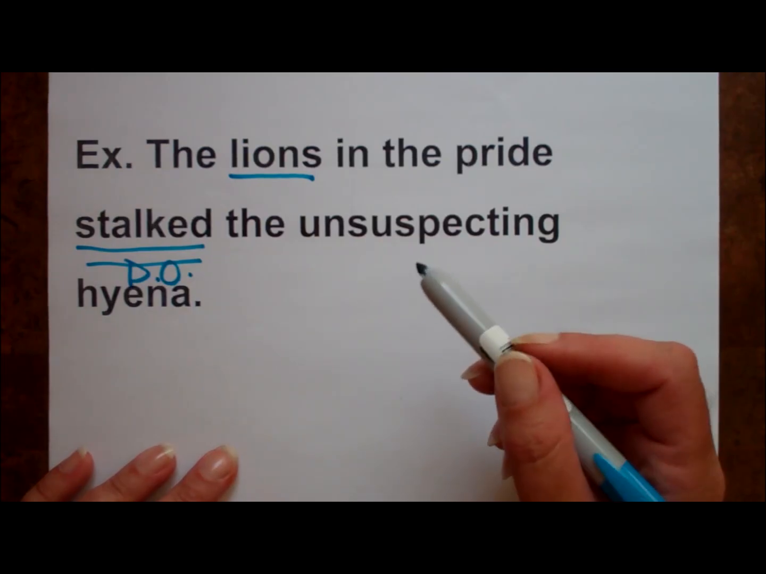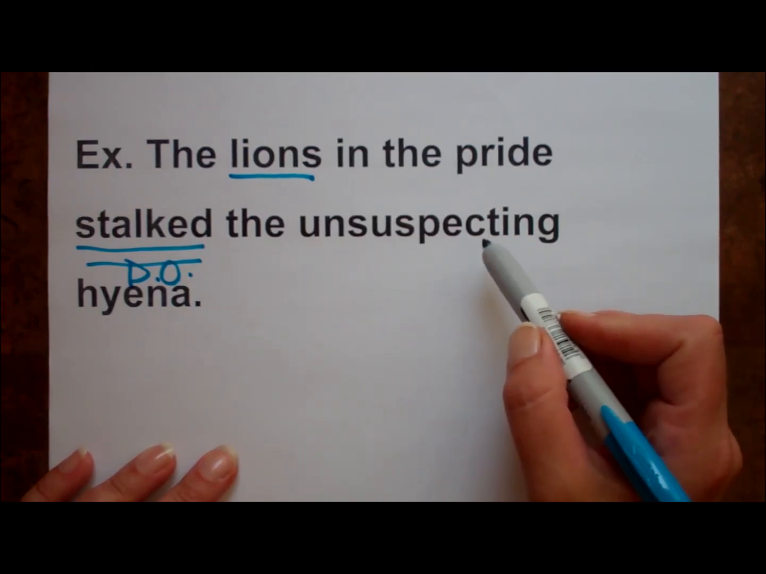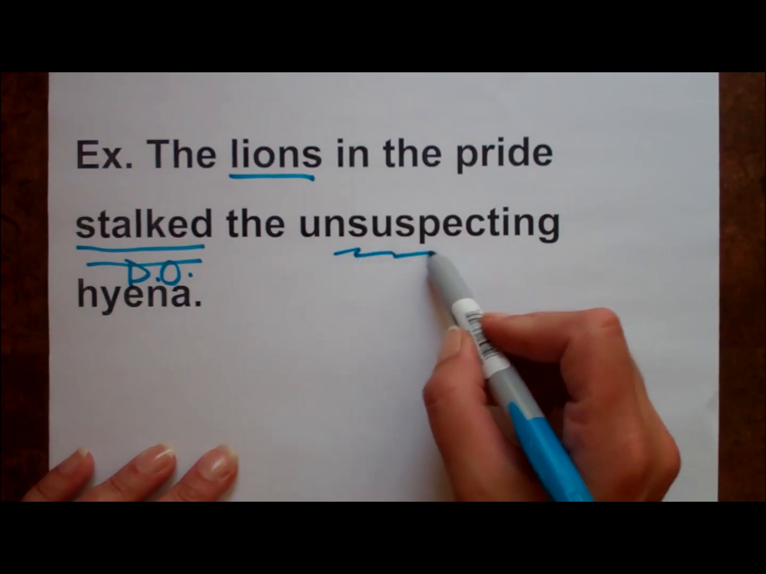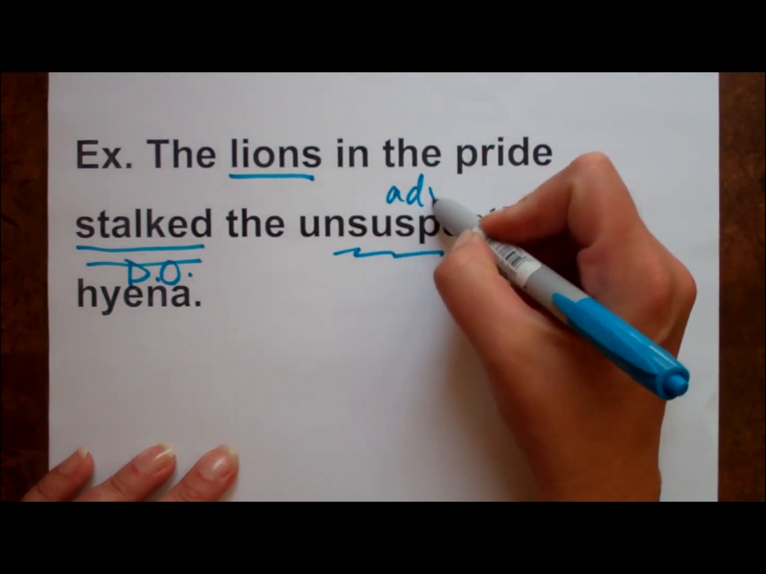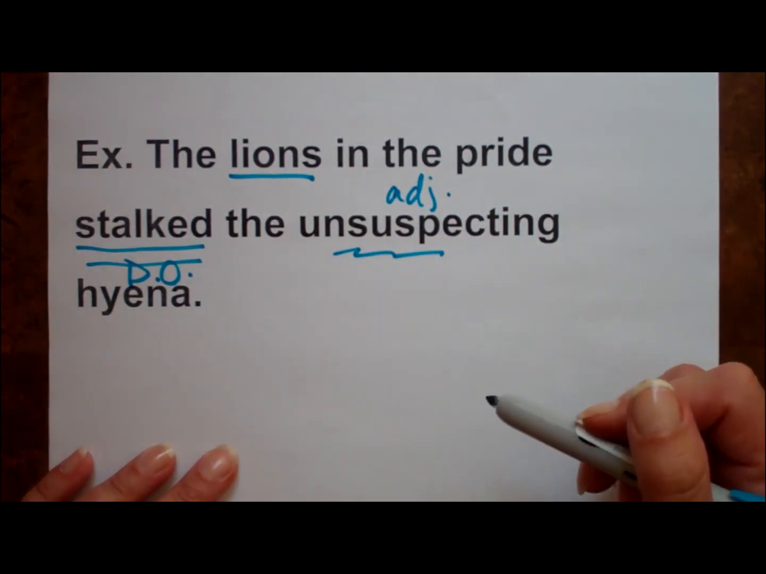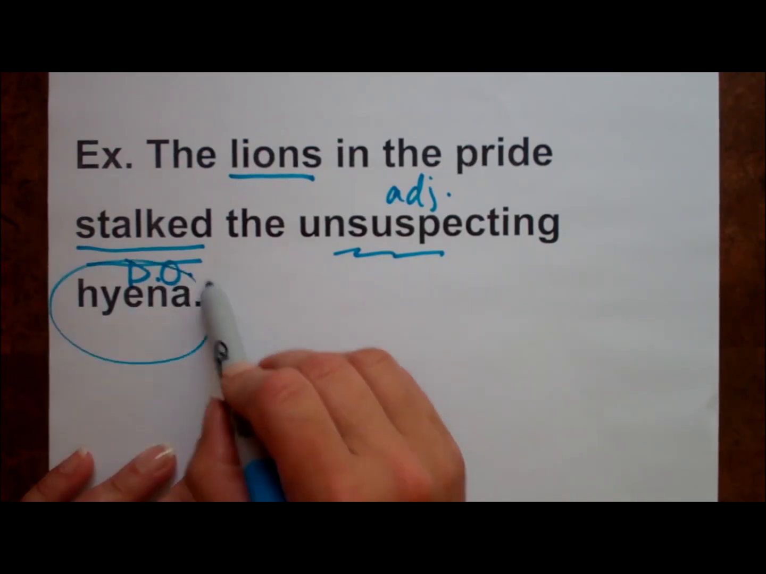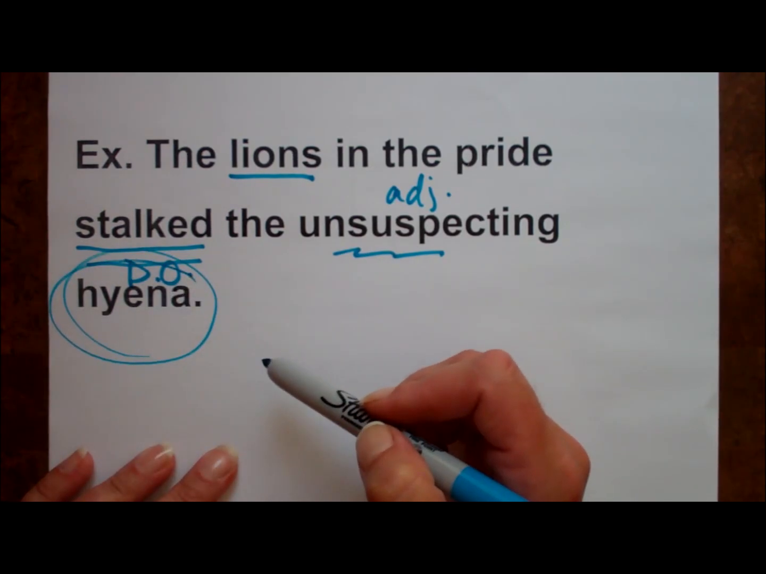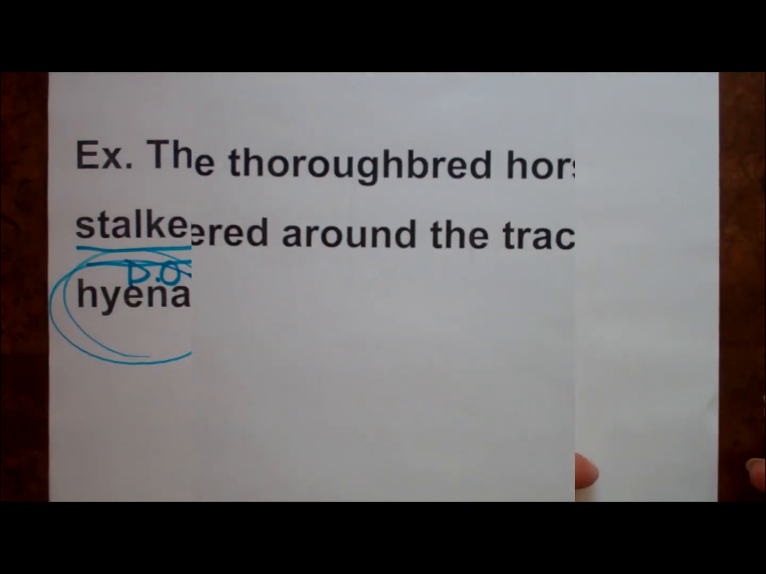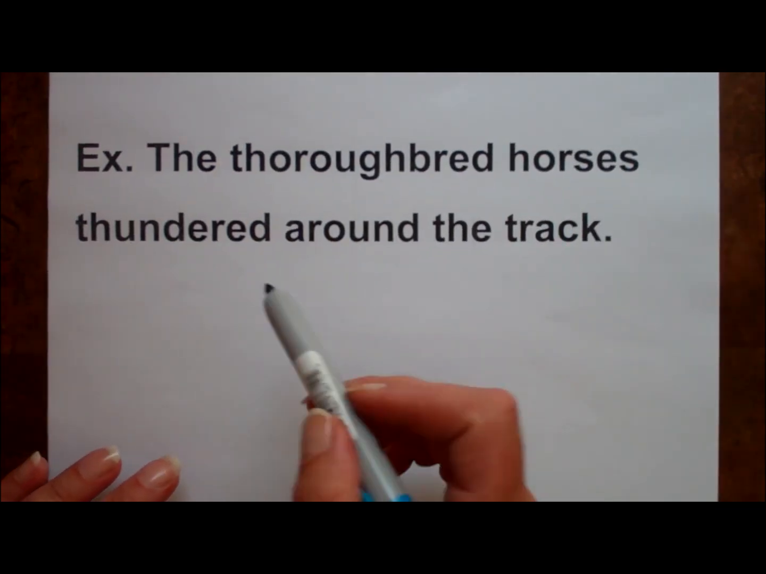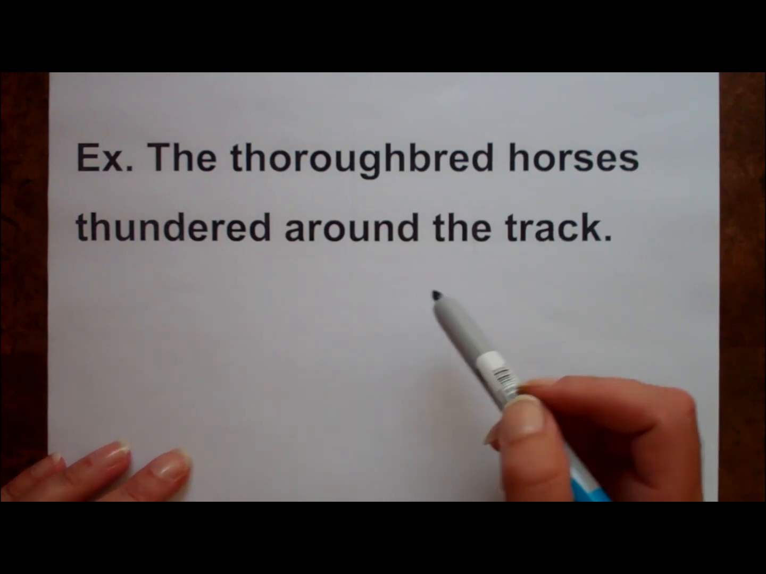Don't be distracted by words that modify the object. Here, the word unsuspecting is an adjective which describes the hyena. It's only the noun or the pronoun itself that can be the direct object. Here's one more example. The thoroughbred horses thundered around the track.